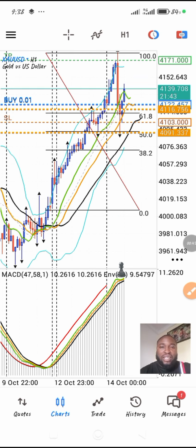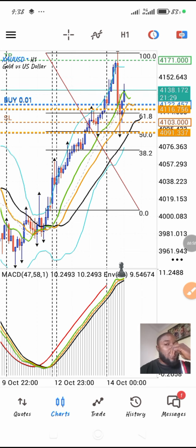I call this strategy MAC entry strategy. It is not for scalping, but it is good for 30 minutes, 1 hour time frame. It is for swinging and then for positioning trading. Okay, now let me show you how it works.